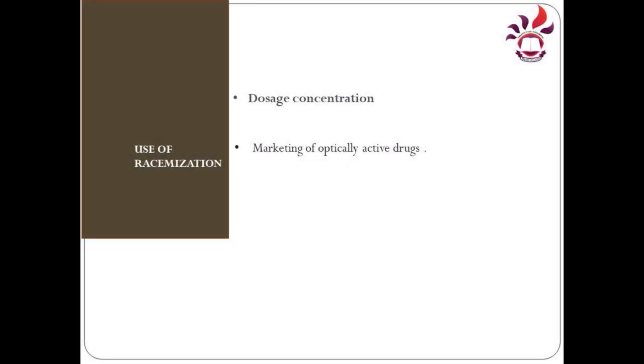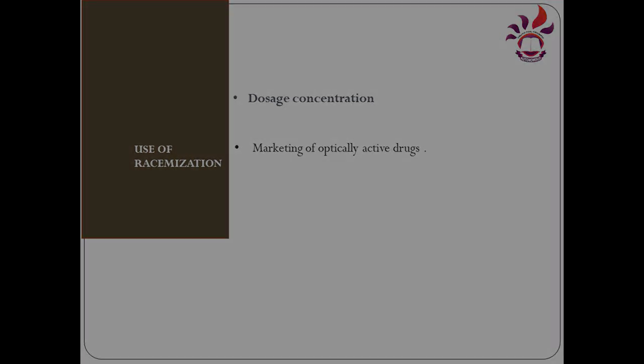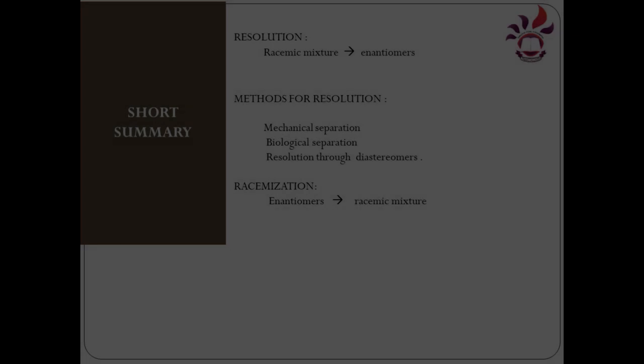Uses of racemization. Racemization reduces the administered dosage concentration as the optically active enantiomer is converted into its inactive counterpart. Second, the US Food and Drug Administration issues certain guidelines for the marketing of optically active drugs, as some of the enantiomers racemize in the human body, leading to the generation of antipodes which may be toxic or harmful to human beings.